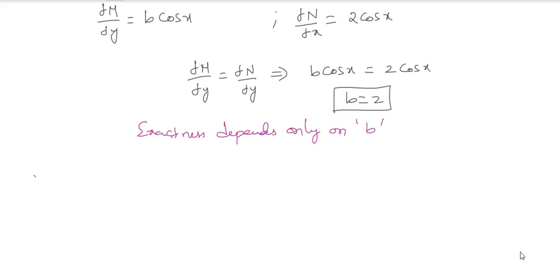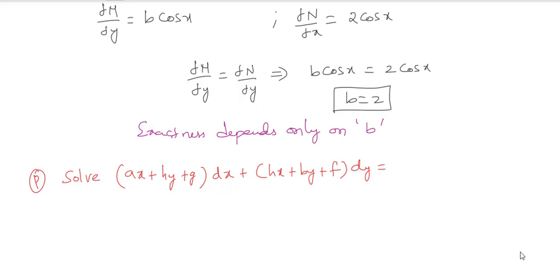Next problem. Solve (ax + hy + g) dx + (hx + by + f) dy = 0. See, it is in the form of M dx plus N dy. So whether this given function is homogeneous, exact or non-exact, you can check it out. This is your M, this is your N.